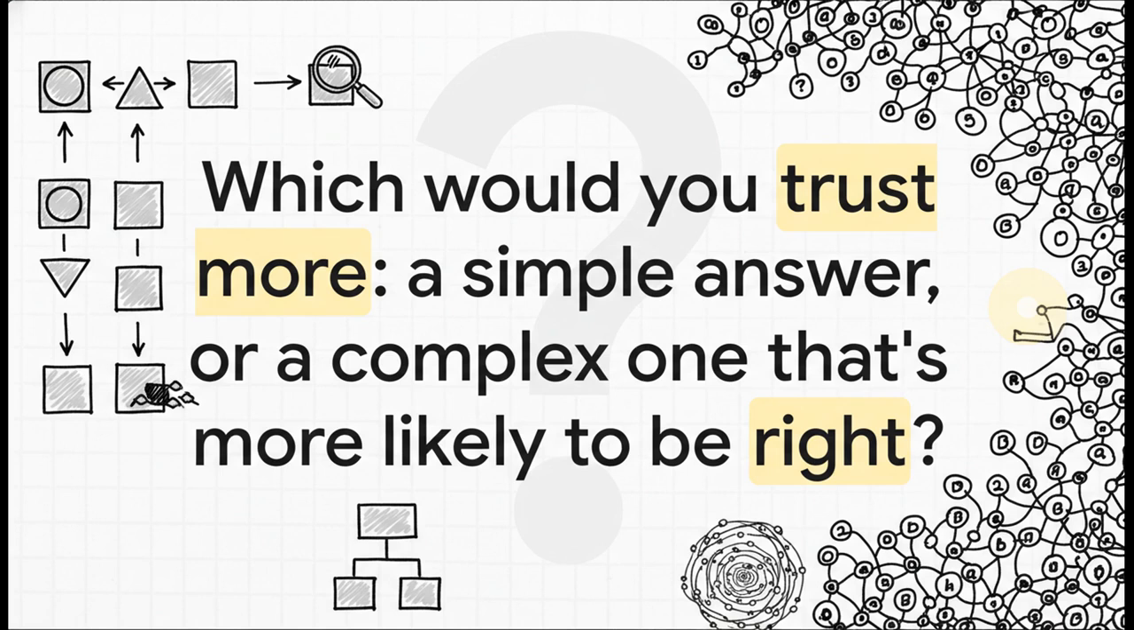And that brings us to the final question, one I want you to think about. In your world, what would you trust more? A simple answer that you can explain, step by step, or a much more complex answer that's probably more accurate, but you can't really explain how it works? There's no easy answer, and that's really the core challenge of making big decisions with data.